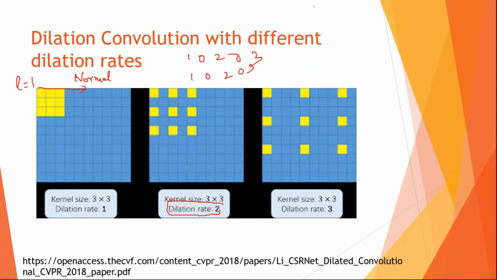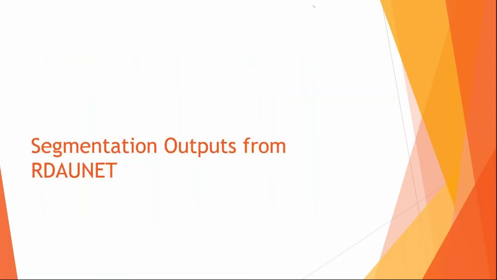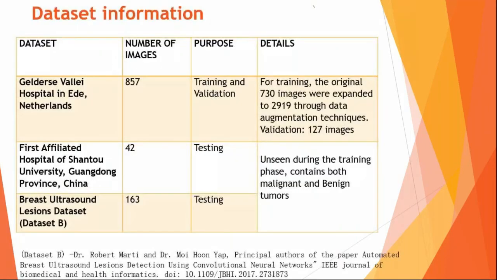Similarly, here you can see a dilation convolution of a rate of 3, which means you get a better receptive field. You look deeper and deeper and get more information here. So this is one novelty we added to that particular unit, and I'll show you some outputs here.